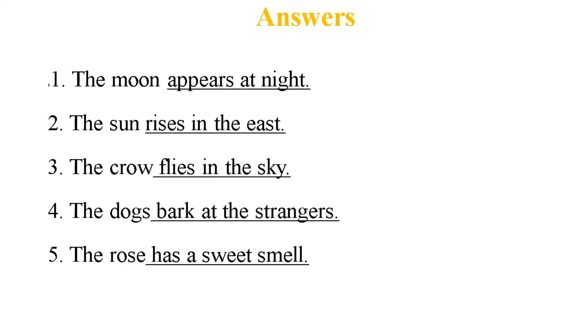The answer time. So the first sentence was the moon dash. So the predicate which we have assigned to the sentence is the moon appears at night. The second sentence we can complete it. The sun rises in the east. The third sentence, the crow flies in the sky. The fourth sentence, the dogs bark at the strangers. The fifth sentence, the rose has a sweet smell.